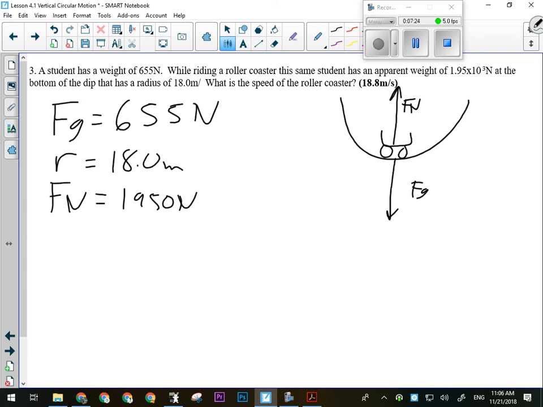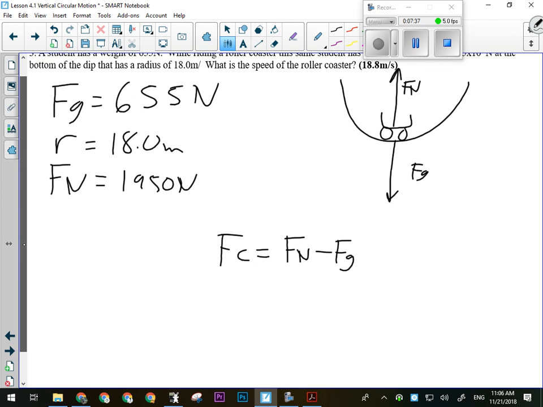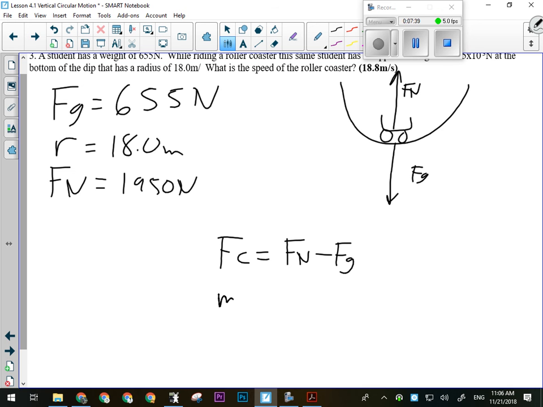We want to find the speed of the roller coaster. So that means Fc will equal normal force minus the force of gravity. Forces in minus forces out. If I'm trying to manipulate to solve for v, that'll look like this. This number we already know, there's no formula for that because we know that number, minus m times g.